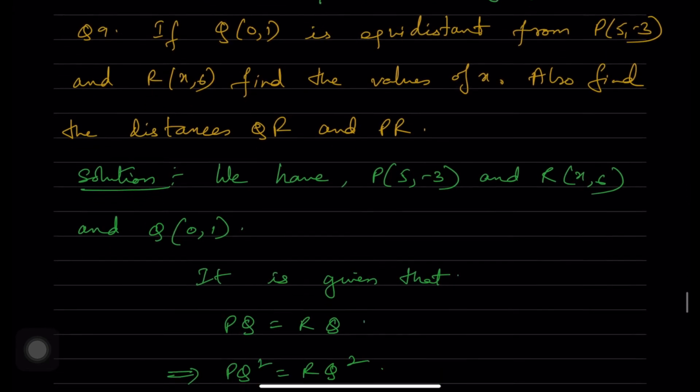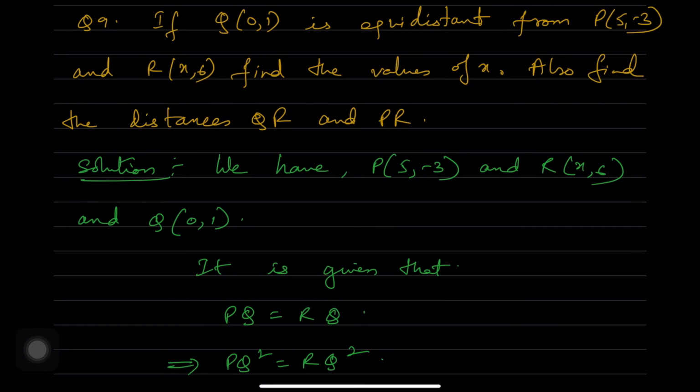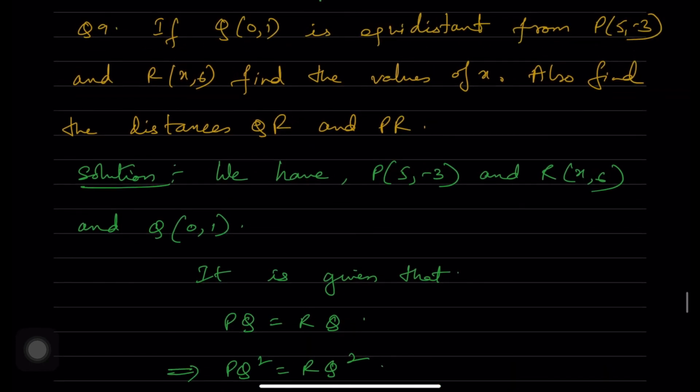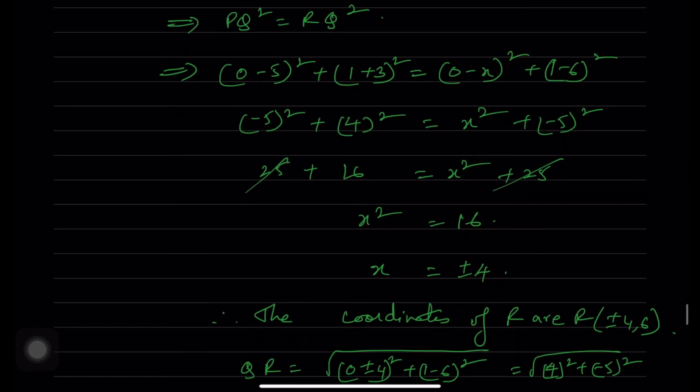Now going into the ninth one: if Q(0, 1) is equidistant from P(5, -3) and R(x, 6), find the values of x. Also find the distances QR and PR. So now we have P(5, -3), R(x, 6) and Q(0, 1). We have to find out what the distances QR and PR are. It is given that PQ is equal to RQ, so PQ square is equal to RQ square.